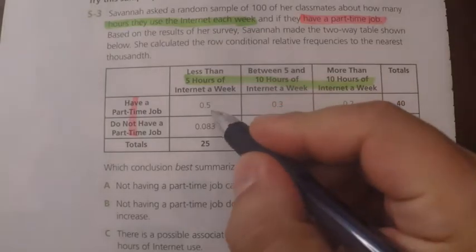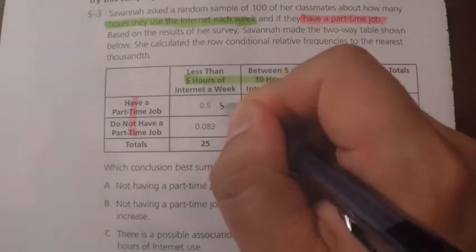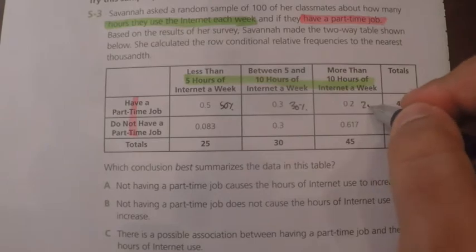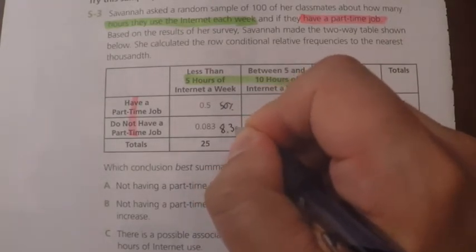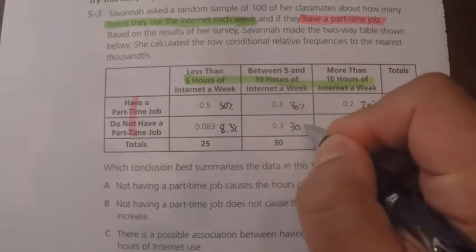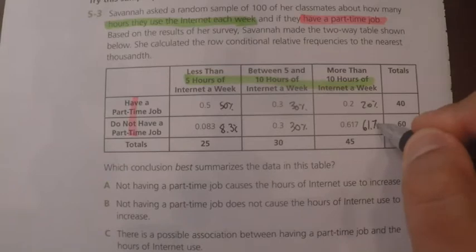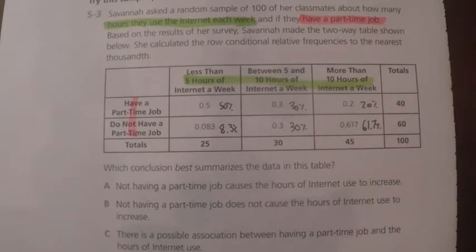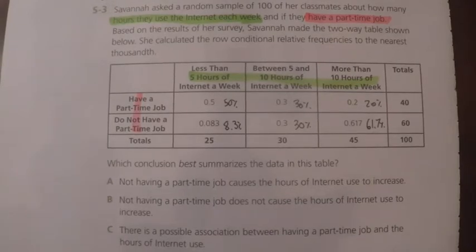Remember here we have decimals. We could also change these to percentages too. So this could be like 50%, 30%, and 20%. Then down here we could have 8.3%, 30%, and 61.7%. Sometimes it's a little bit easier to look at percentages. We're used to looking at whole numbers rather than decimals there. So you might be able to see a pattern a little bit more clearly there.